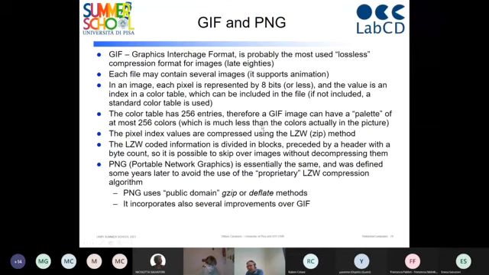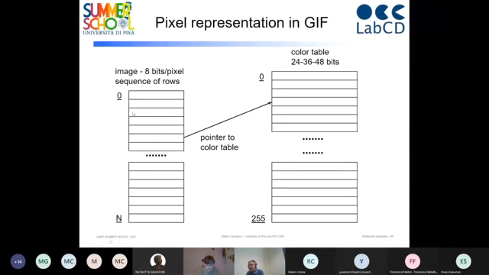I was saying, however, that it's called lossless because once you start with this table here, you do not have any further loss of information. However, there is an original loss of information because you are actually coding only 256 colors instead of the original ones that maybe were many more. So this is the basic idea.